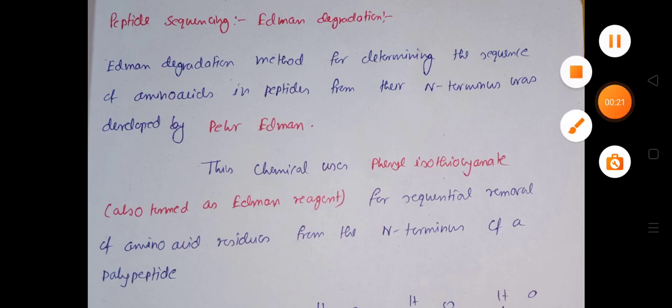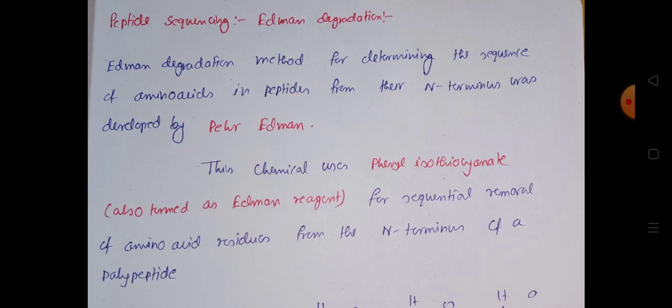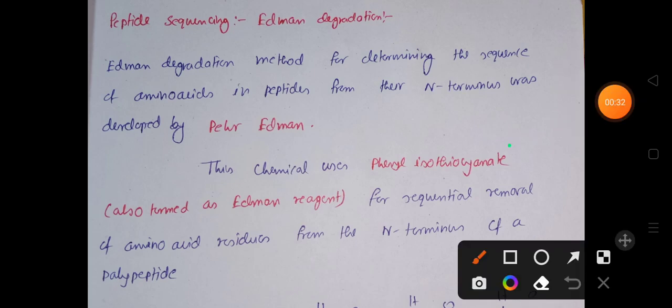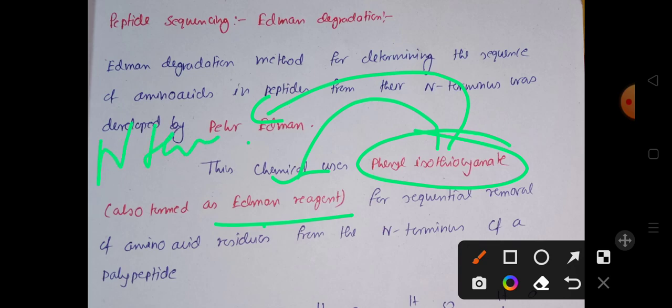This technique was first discovered by the scientist Edman, and according to his name, this technique is also known as Edman degradation. Okay, so he used a chemical named phenyl isothiocyanate. That is why this chemical is also known as Edman reagent. So what is the actual thing? This phenyl isothiocyanate is going to react with the N-terminal amino acid residue of the peptide. That is what we have also learned in the case of FDNB and dansyl chloride.